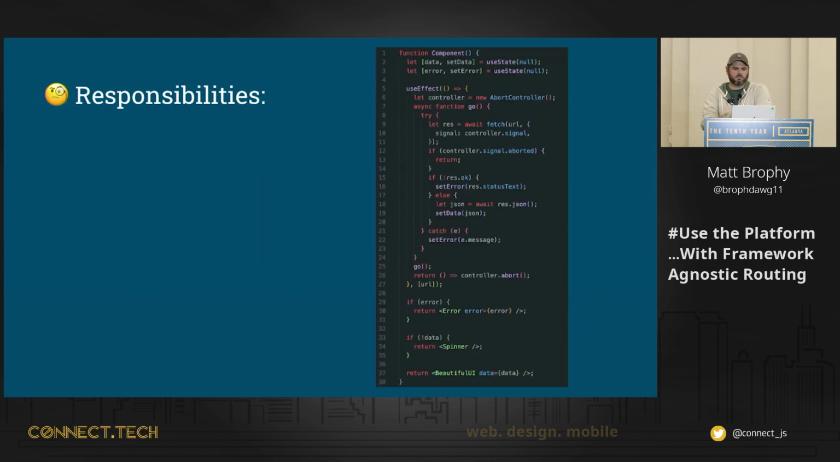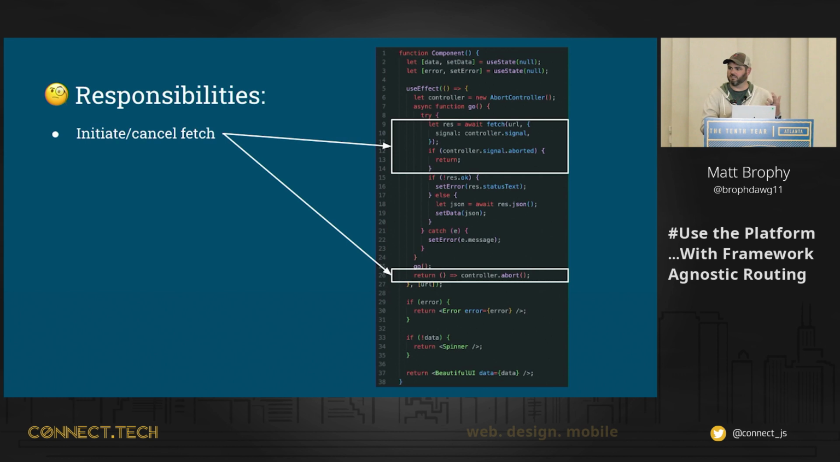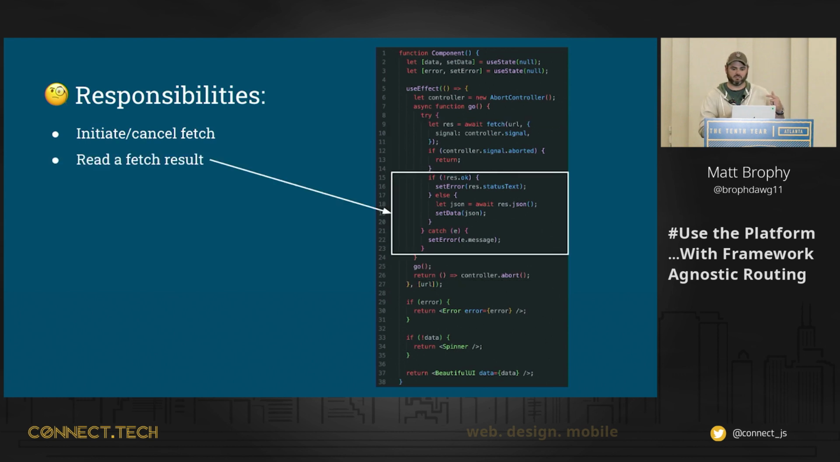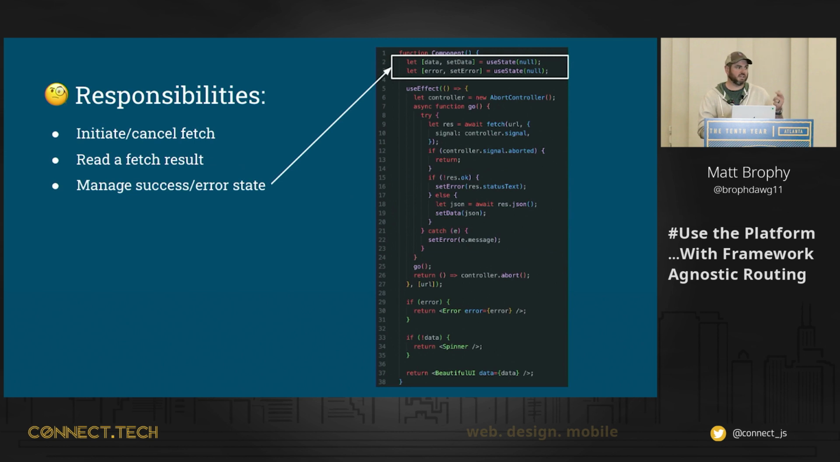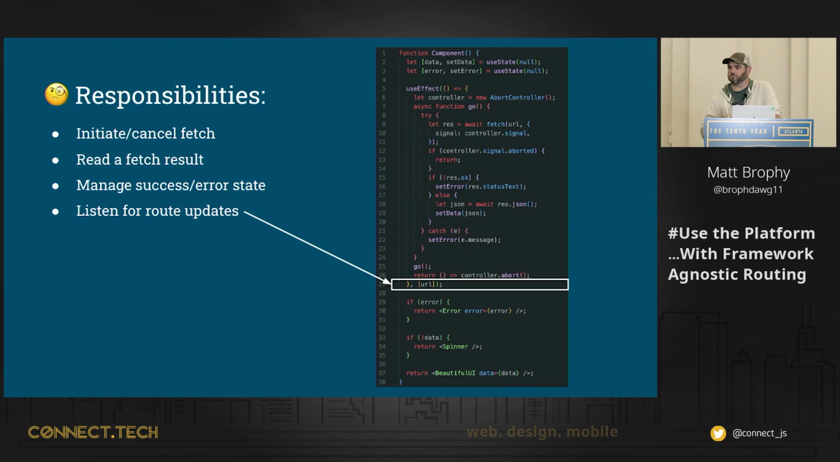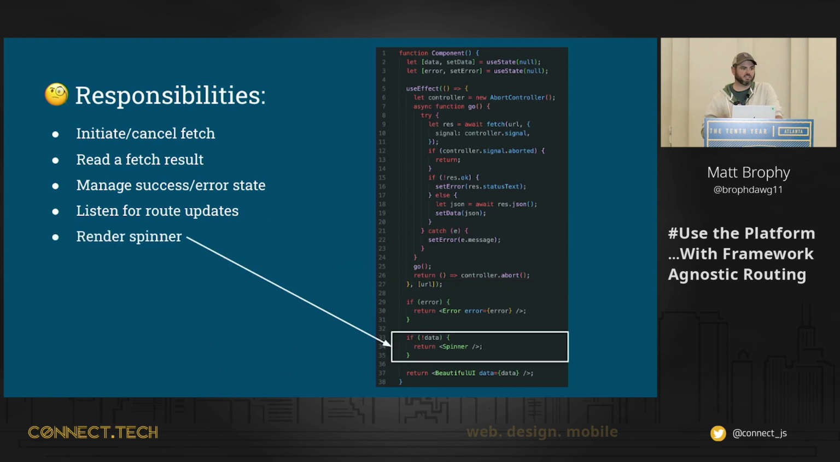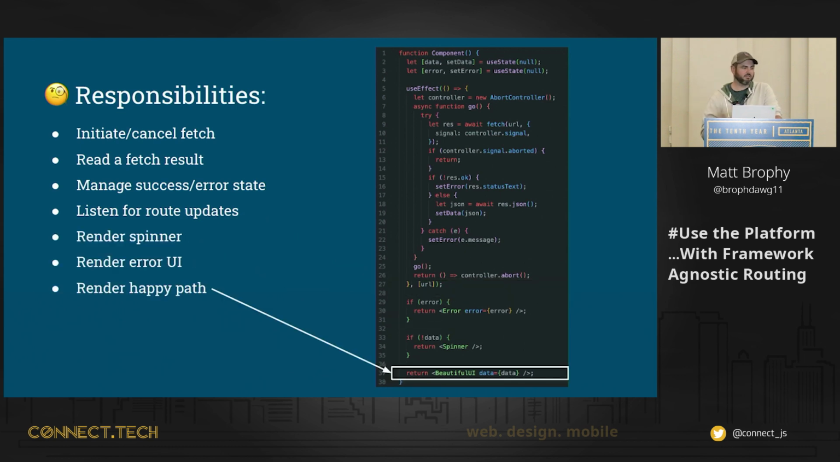So going back real quick to this very large component when we were doing in-component fetching, it's interesting to break this down and look at all of the data that we actually are dealing with in here and everything this component does. This component is initiating and canceling a fetch. It's reading the fetch result and also potentially the error if it wasn't a 200. It's managing the success and the error state from that fetch in React state. It's listening for route updates to re-trigger that fetch. It's rendering the spinner, it's rendering the error UI, and it's rendering our happy path. So there's just a lot going on in here.